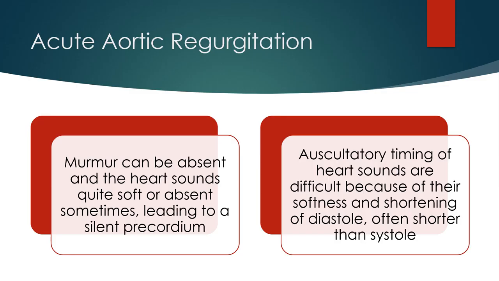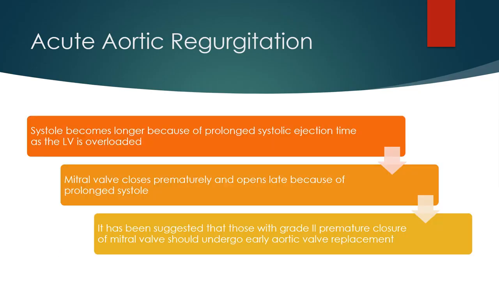Auscultatory timing of heart sounds is difficult because of their softness and shortening of diastole, often shorter than systole. Systole becomes longer because of prolonged systolic ejection time as the left ventricle is overloaded. The mitral valve closes prematurely and opens late because of prolonged systole. It has been suggested that those with grade 2 premature closure of the mitral valve should undergo early aortic valve replacement.